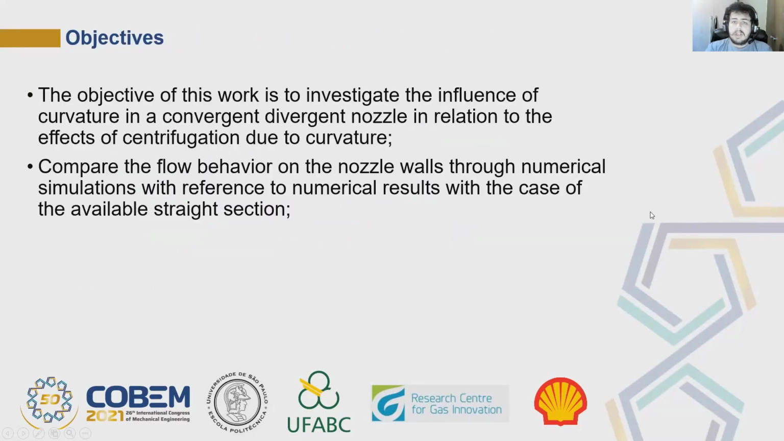So our objective in this work is to investigate the influence of curvature in the convergent-divergent nozzle in relation to the straight nozzle, the straight section, right? And compare the flow behavior, so localize the velocity fields, acceleration fields, Mach numbers, and pressure fields.